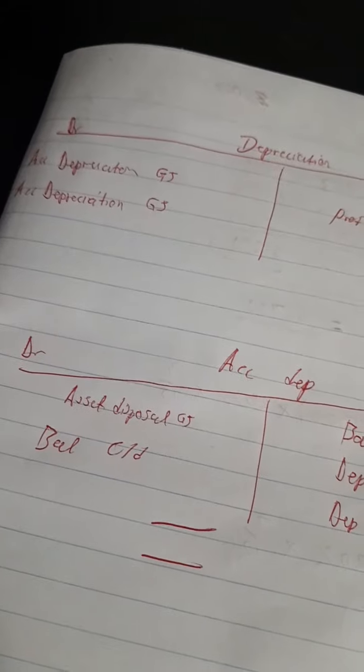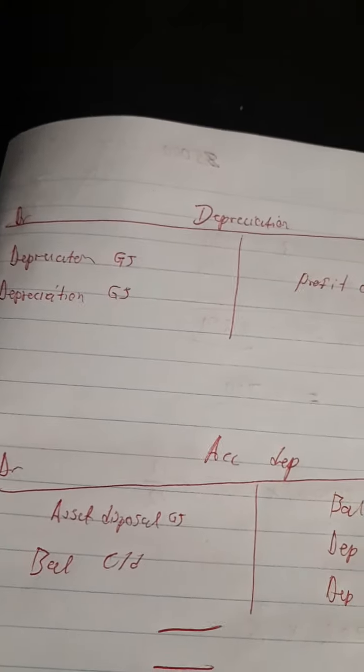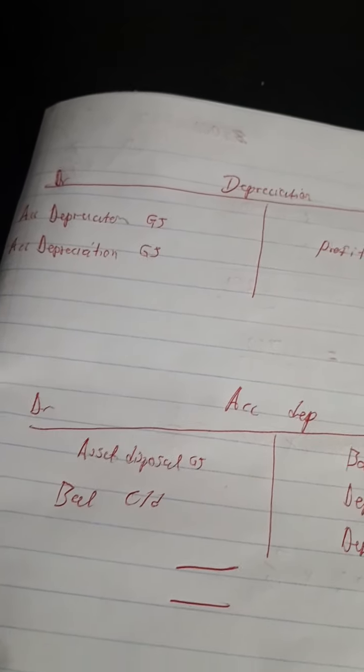I've already drawn the formats here. The last account will be the accumulated depreciation. I've already drawn the formats just to save time. Then let's first focus on the depreciation account. So how are we going to calculate the depreciations? It is very simple to calculate the depreciations.